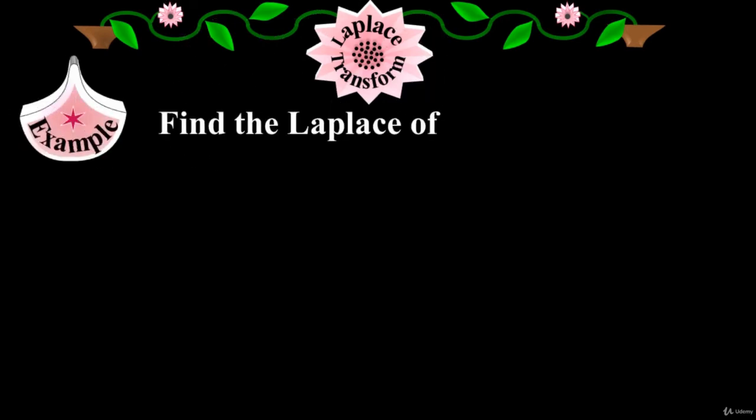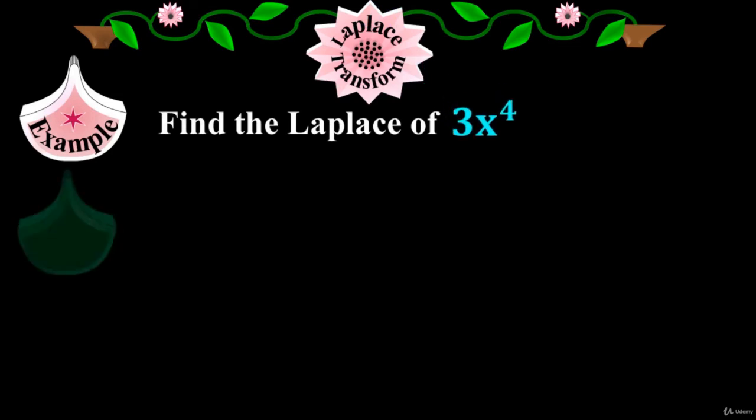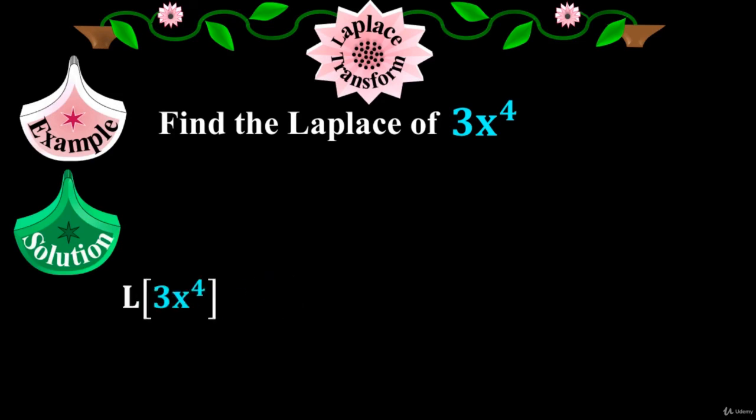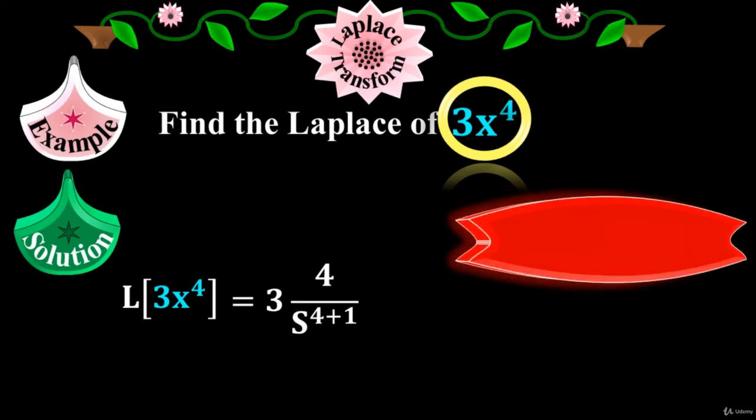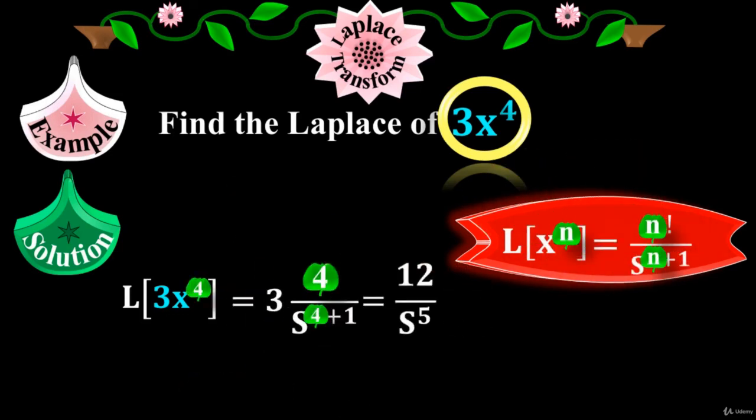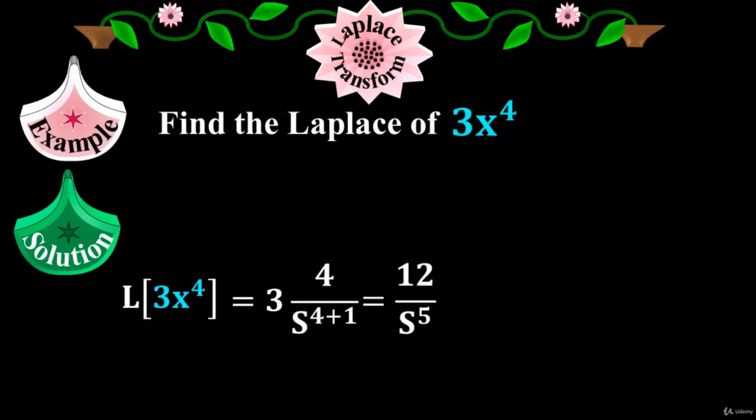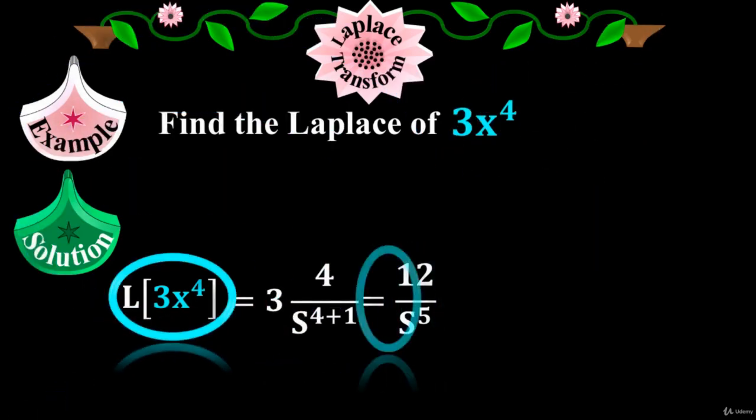Let me solve one more problem of elementary condition. Example: find the Laplace of 3 times x to the 4. Solution: Laplace of 3 times x to the 4, which is the given function, equals 3 times 4 factorial over s to the 4 plus 1. Again here I just apply the first elementary condition, Laplace of x to the n equals n factorial over s to the n plus 1, where the value of n equals 4. It equals 12 over s to the 5. That's how Laplace of 3 times x to the 4 equals 12 over s to the 5.